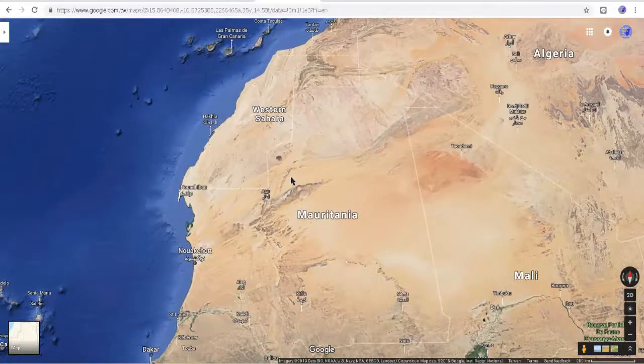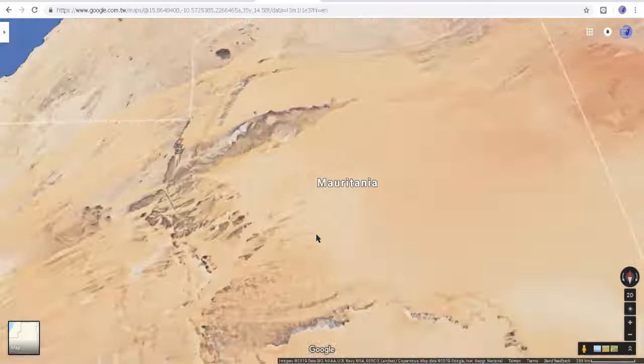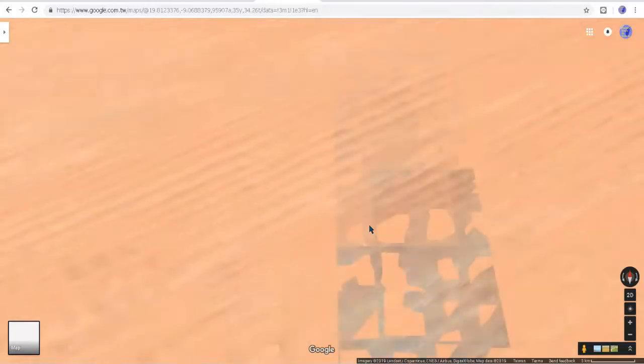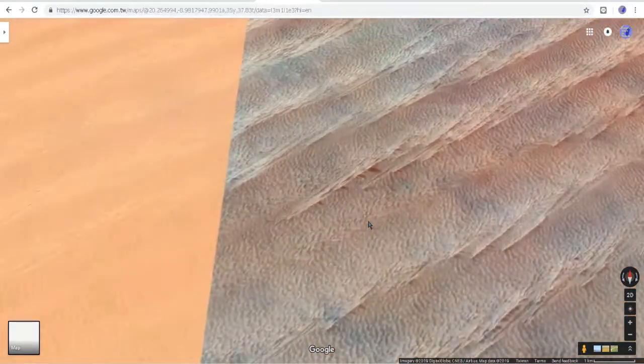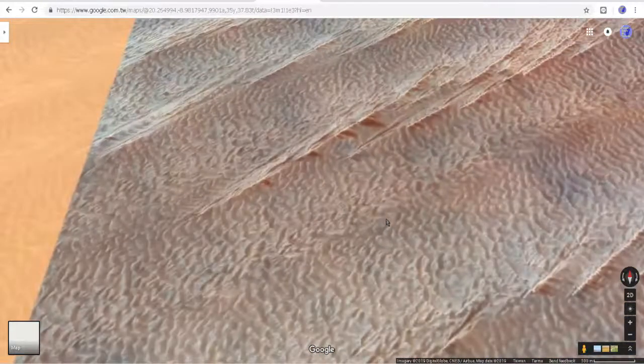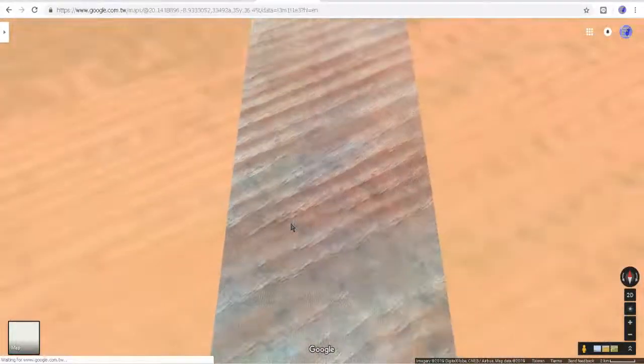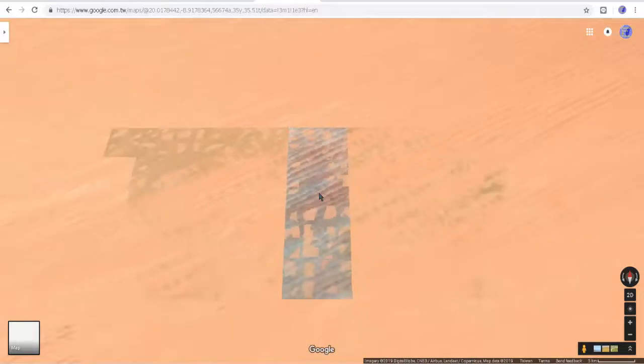That's not bedrock. This is the sand coming across Mauritania. And when you zoom in on it, you can see the striations of time, wind, but also perhaps water. And when we say water, we mean water that was over 100 feet high, moving across.